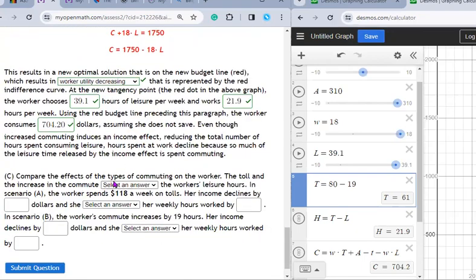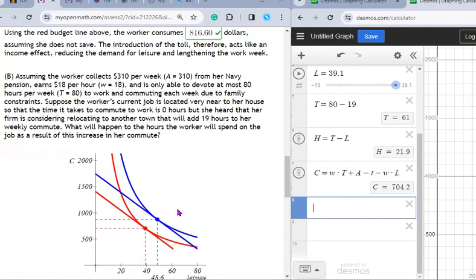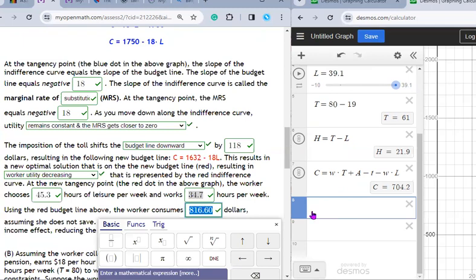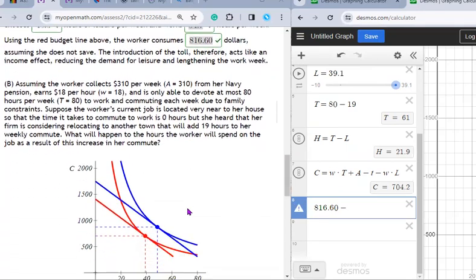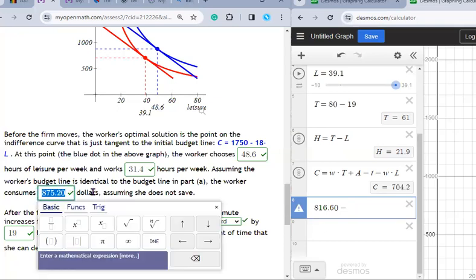So compare the effects of the types of commuting on the worker. The toll and the increase in the commute decreases the worker's leisure hours in scenario A. The worker spends $118 on tolls. Her income declines by what? So this is with the toll. Her income declined by what? Her income before the toll was 816.